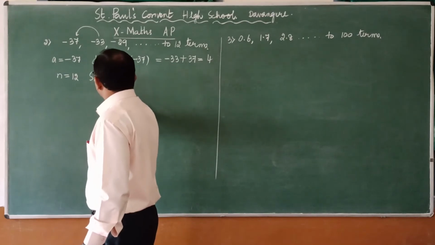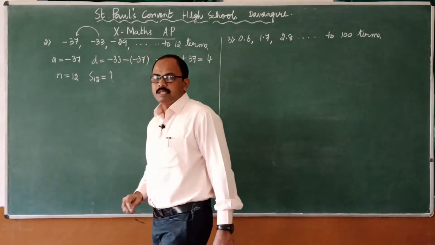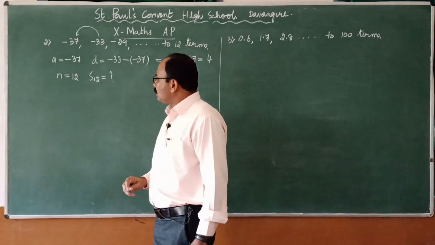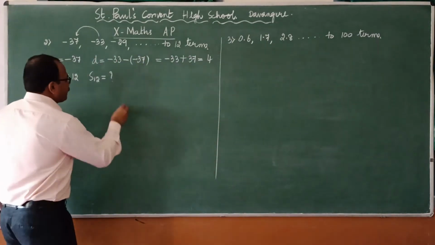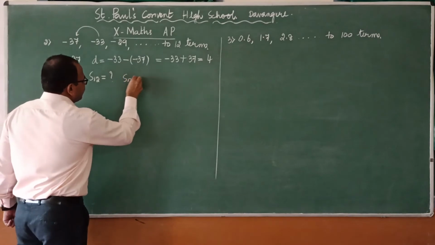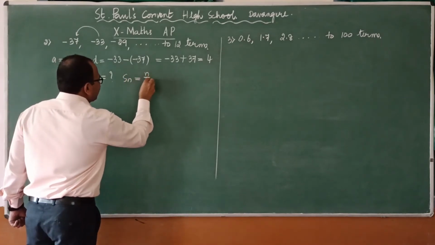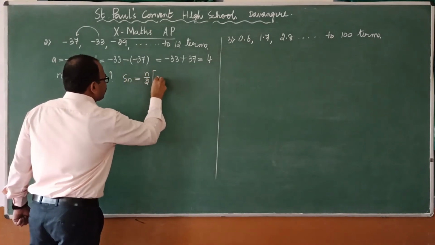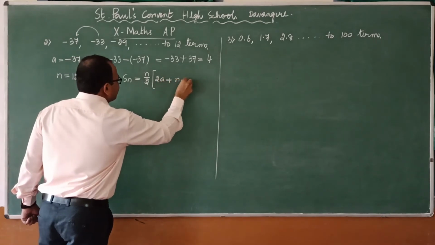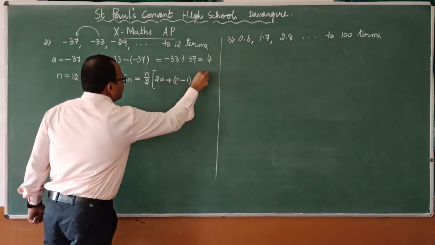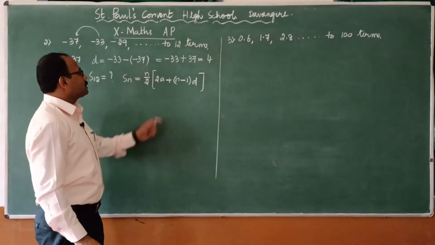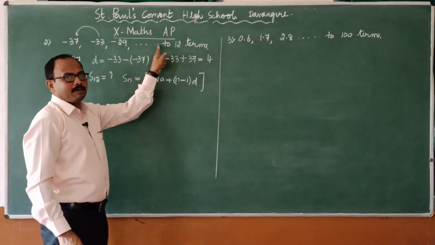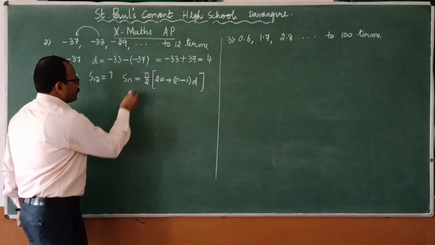Yes, 12 we need to calculate, children. So this much we know. Now the formula and the substitution, children. Formula, let me write it here: Sn is equal to n by 2 into 2a plus (n minus 1) into d. The first formula I have chosen, children, because the last term is not given.